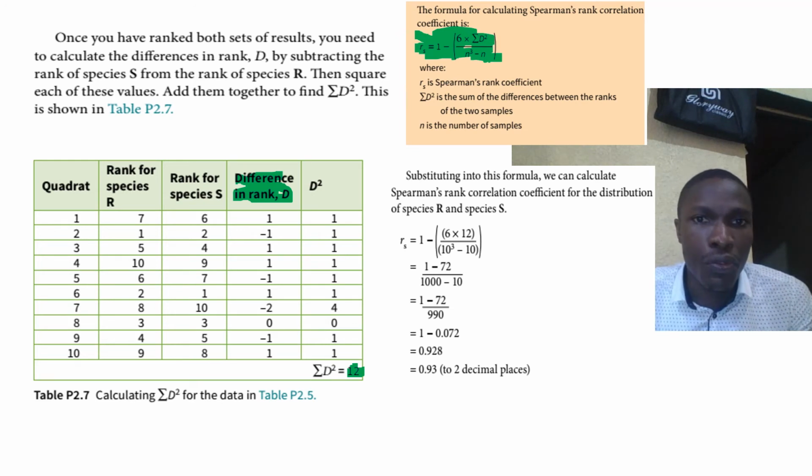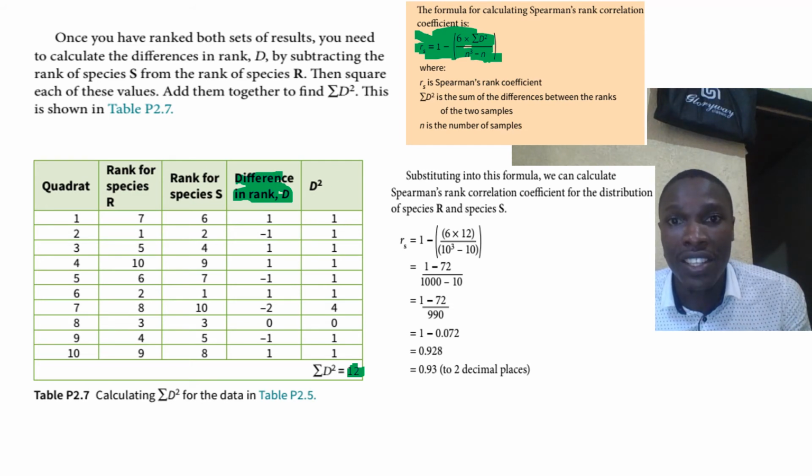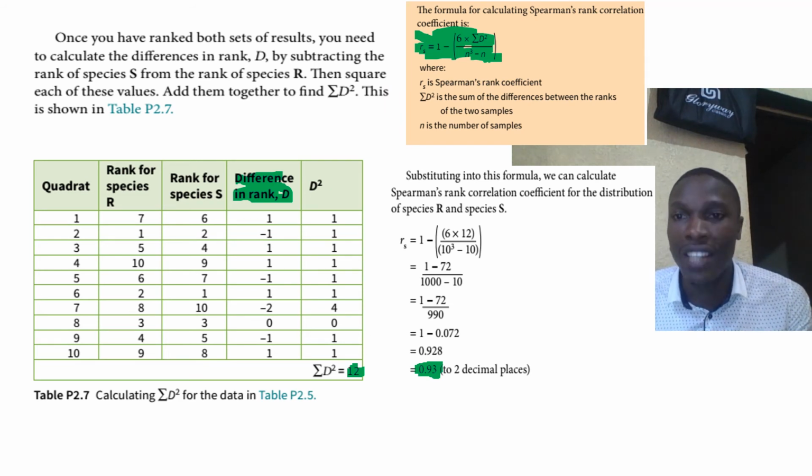So after getting 12, we need to fit it in our formula, that is rs, the Spearman's rank coefficient, is equal to 1 minus 6 times the summation of d squared, which is 12, over 10 cubed, those were the number of quadrants that were thrown, minus 10. And the value which we are getting is 0.93. We can put it to 2 decimal places to be smart enough. Don't put very many figures. We only want 2 decimal places.